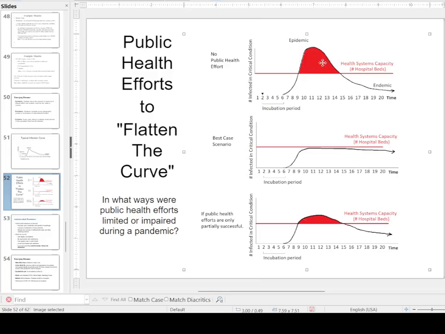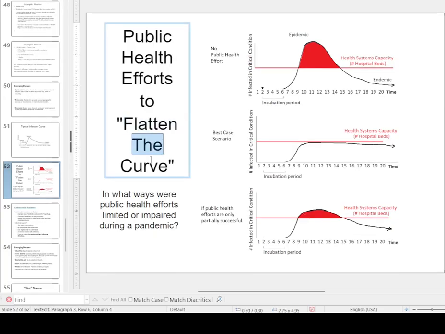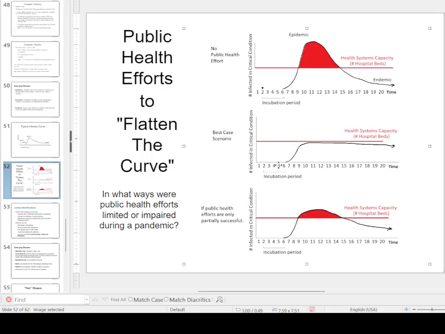Is there any way we can reduce this red area? And the answer is to flatten the curve, which means this, in an ideal best case scenario, as the epidemic is detected, then public health efforts are initiated and ramped up so that the total number of people who are sick and need advanced care stays below the line. So everybody who needs care gets care.